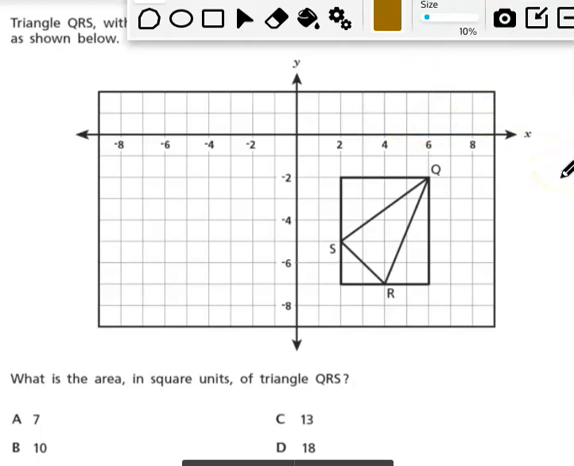Can I share how I solved it? Yes, go ahead, share. You can share your screen. Open your camera. I think you put it on your camera.